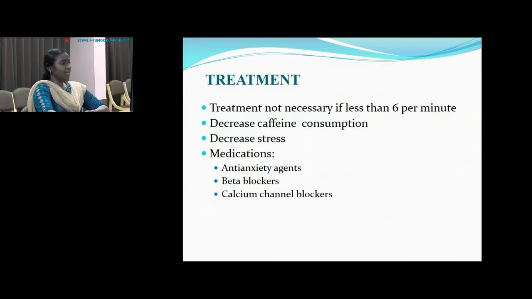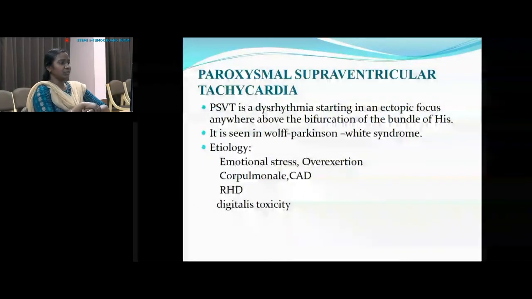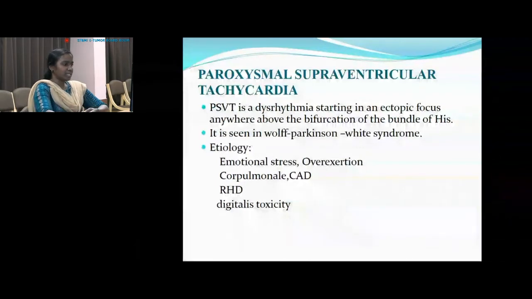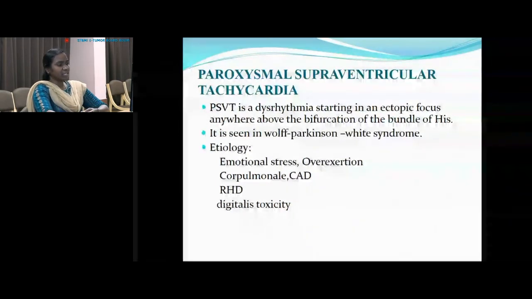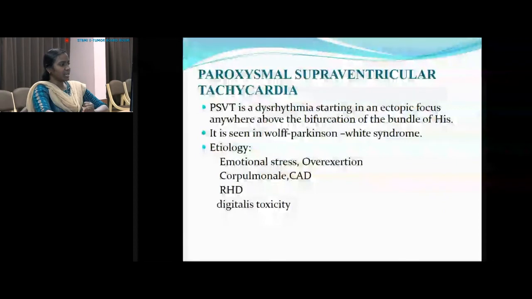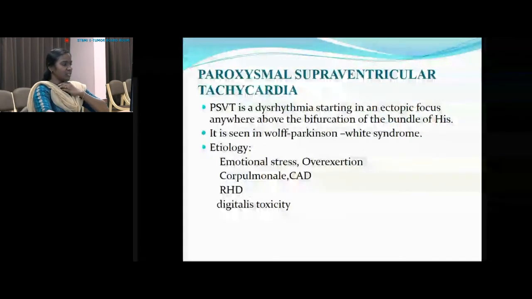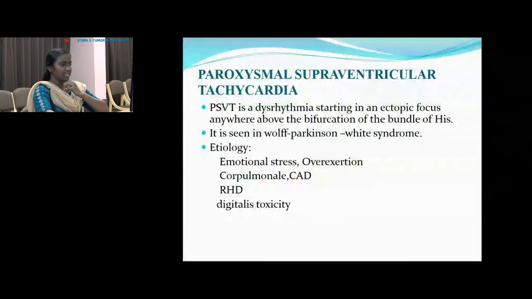And next one is PSVT, paroxysmal supraventricular tachycardia. It is a dysrhythmia starting in an ectopic focus anywhere above the bifurcation of the bundle of His. It is seen in Wolff-Parkinson-White syndrome. Here an extra electric pathway will be created in the heart, that is Wolff-Parkinson-White syndrome. Mostly this PSVT we can observe in Wolff-Parkinson-White syndrome. And the common etiological factors are emotional stress, overexertion, cor pulmonale, CAD, rheumatic heart disease, digitalis toxicity.